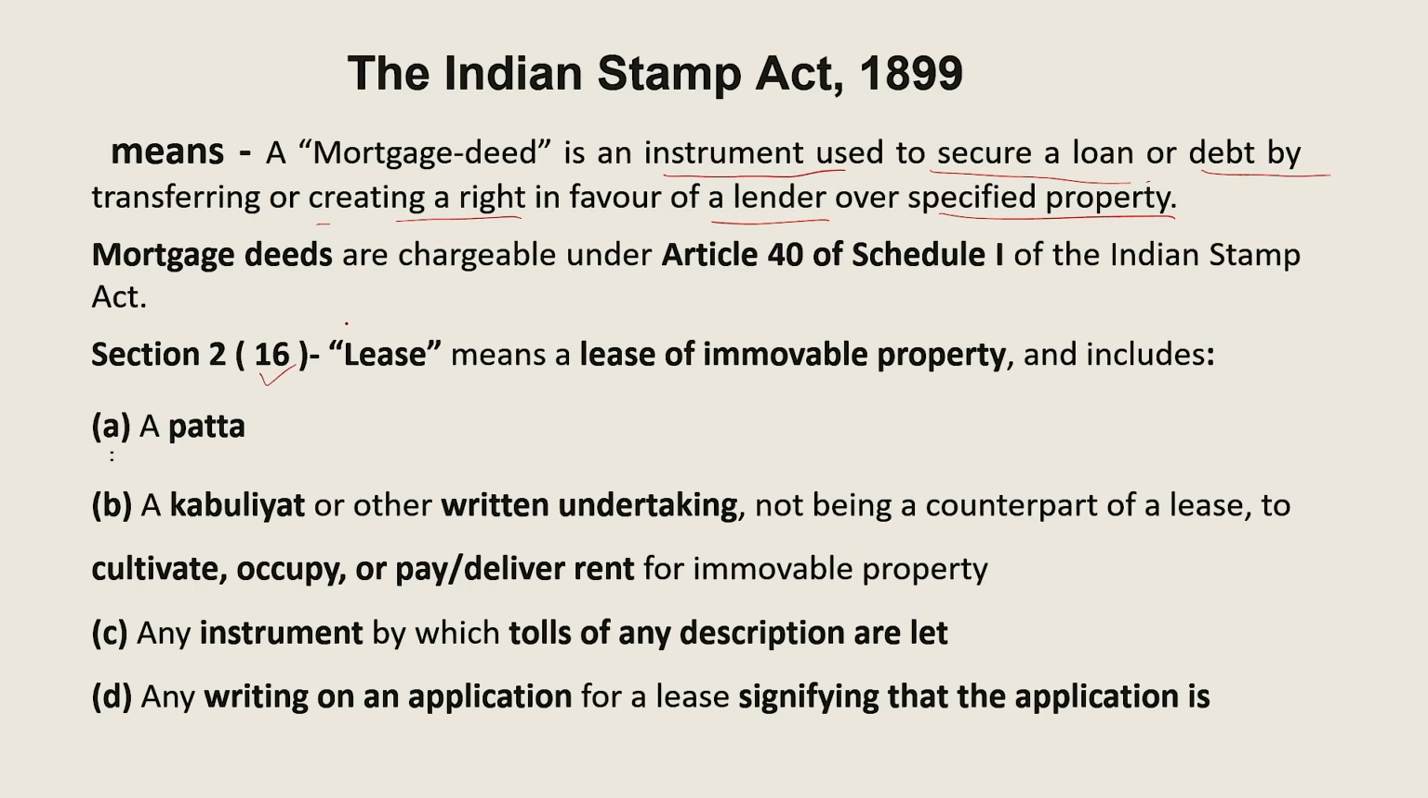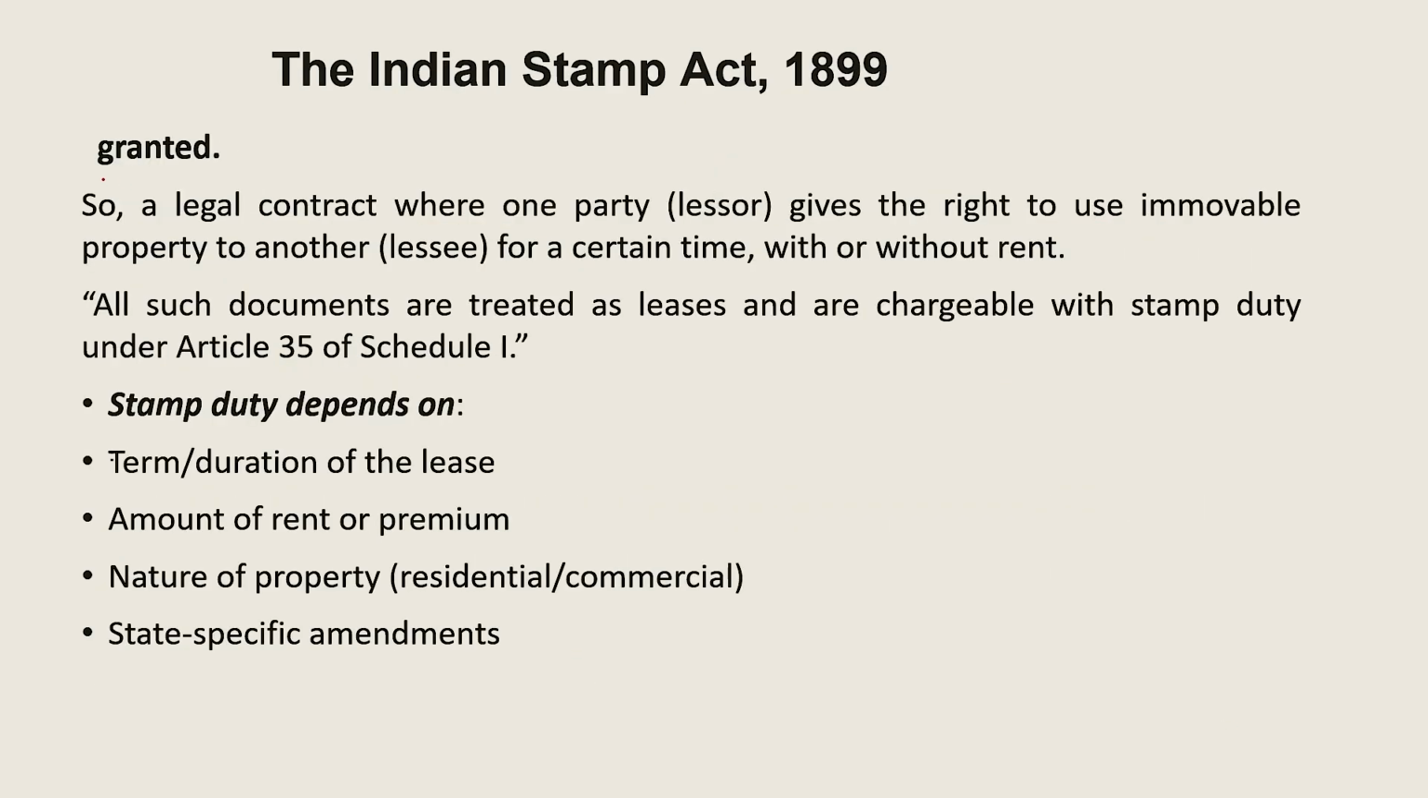Now this clause 16 defines lease. Lease means a lease of immovable property. And this lease also includes a patta, kabuliyat or a written undertaking not being a counterpart of a lease. It also includes an instrument by which tolls of any description are let, and any writing of an application for a lease which signifies that the application is granted. So it is a legal contract where one party, the lessor, gives the right to use his or her immovable property to another, the lessee, for a certain time with or without rent. We call this a lease.